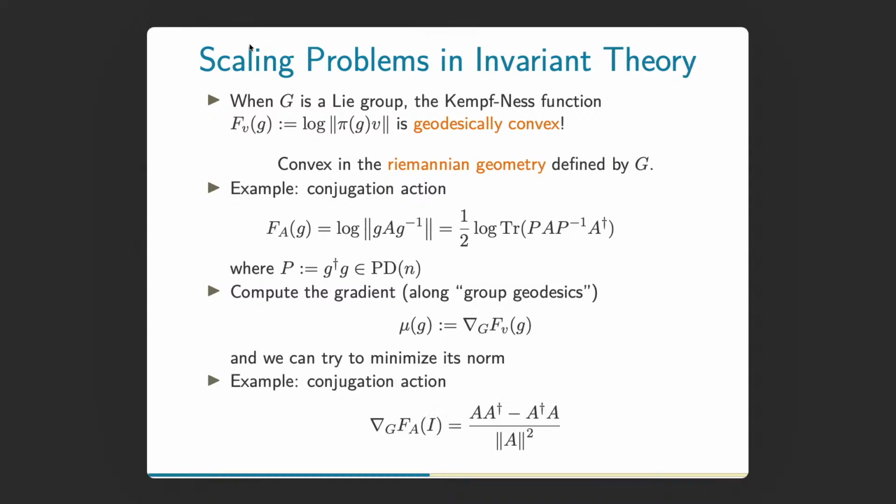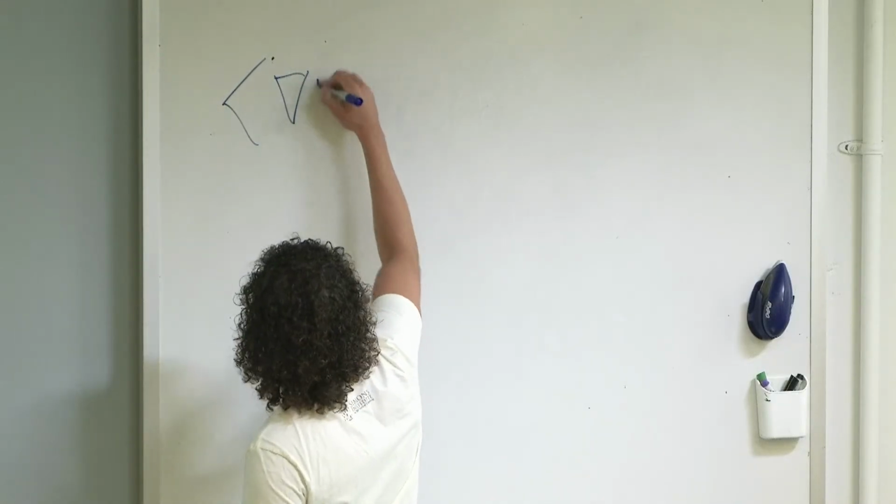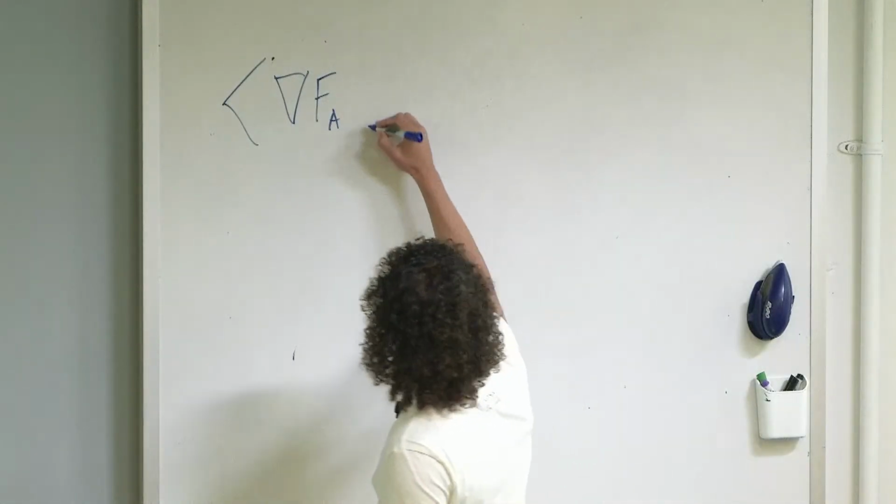And okay, what is a cool fact here? When I'm doing the conjugation action, what is my gradient? Let's compute the gradient here. You see that the gradient is essentially how far my matrix is from being normal, which is kind of cool, at least I think. So what's my gradient? Well, my gradient on the group, at A, I'm just going to get the gradient of A at the identity.